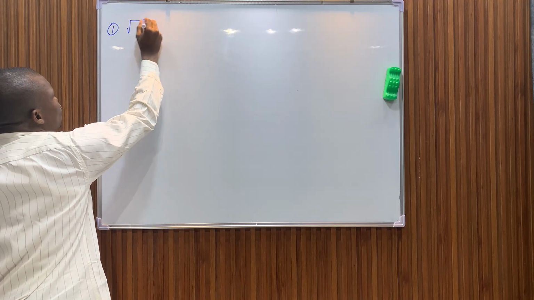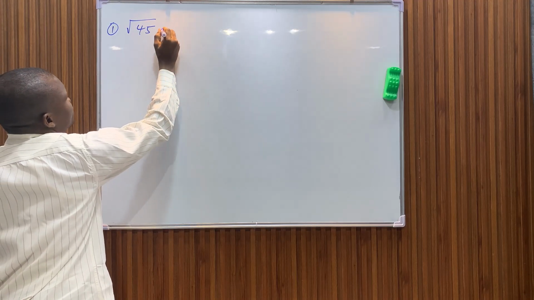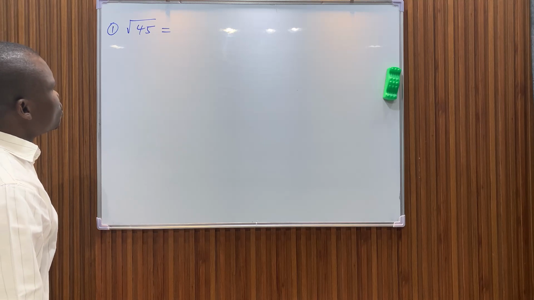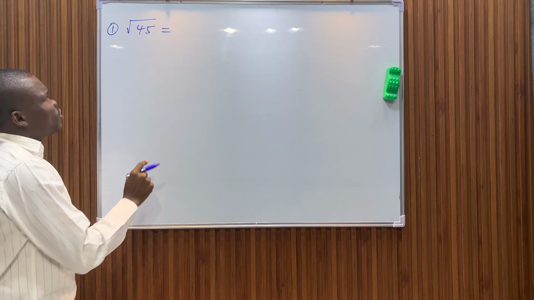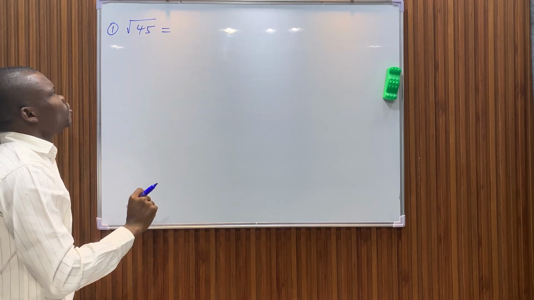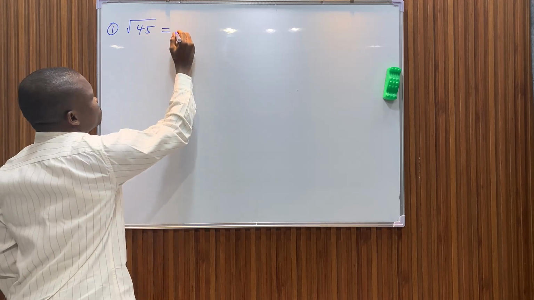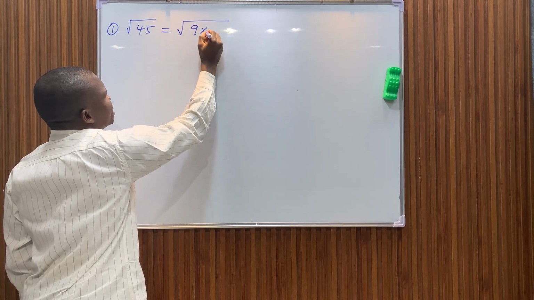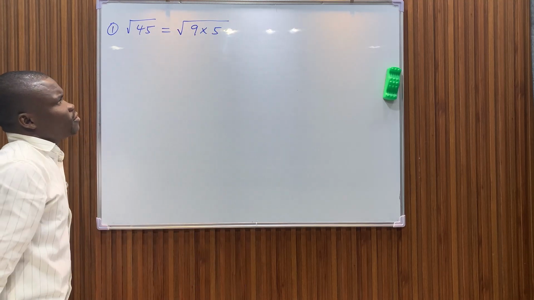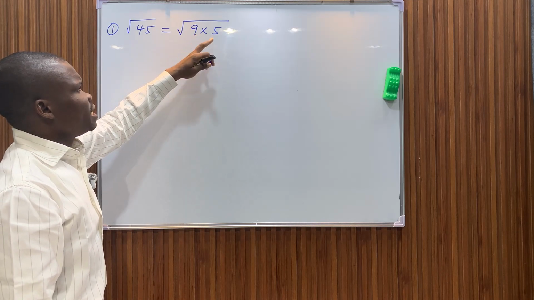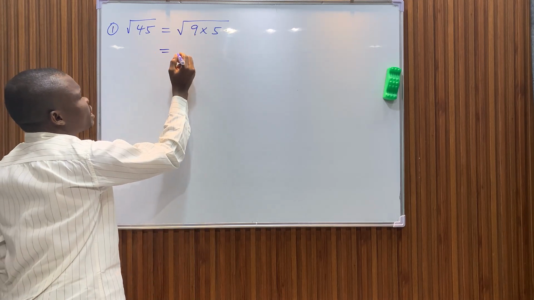Square root of 45. Now remember, the rule says to simplify a surd, we are going to look for two numbers such that when we multiply, will give us 45. Then at least one of the numbers must be a perfect square. So you can see 45, we can have 9 times 5, because 9 here is the perfect square. And then from here, we can simplify further.